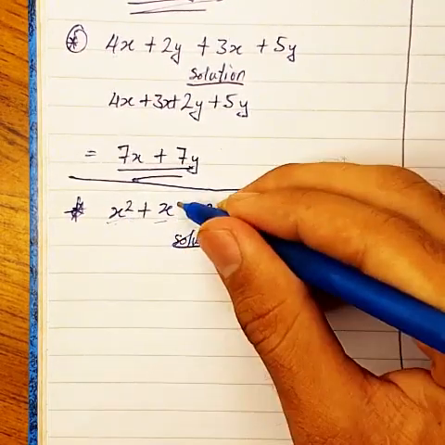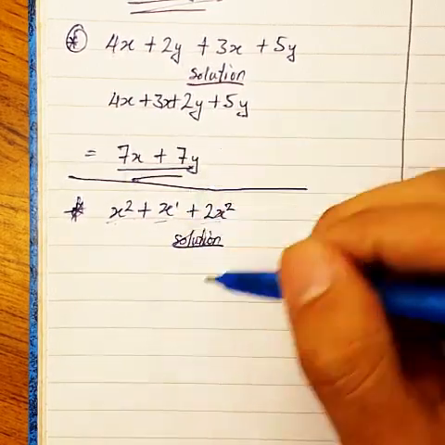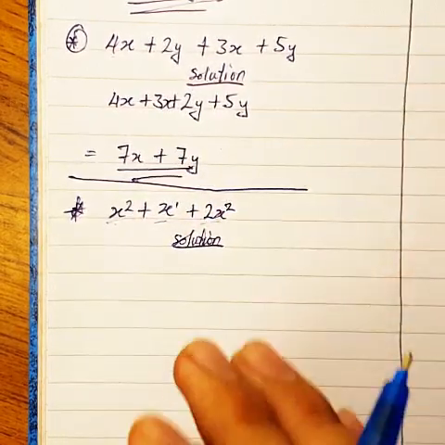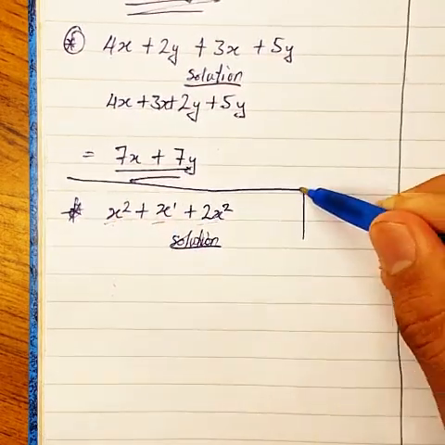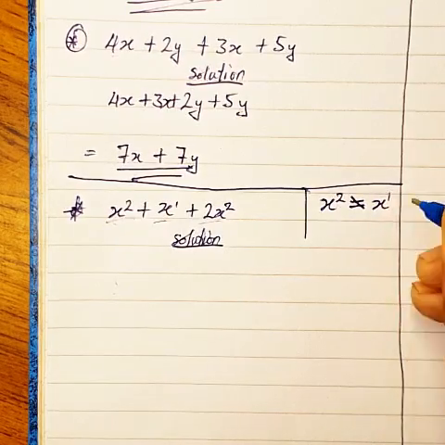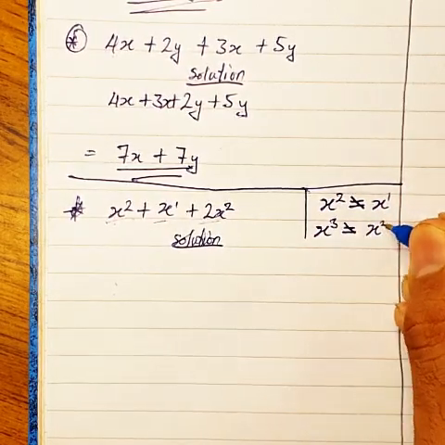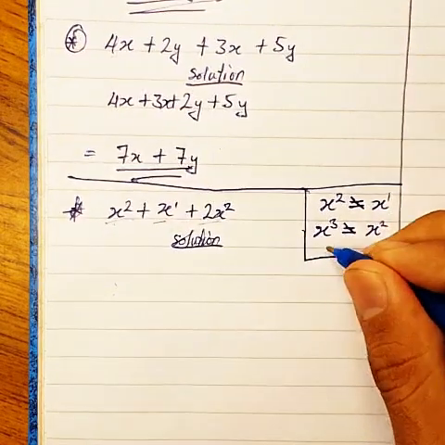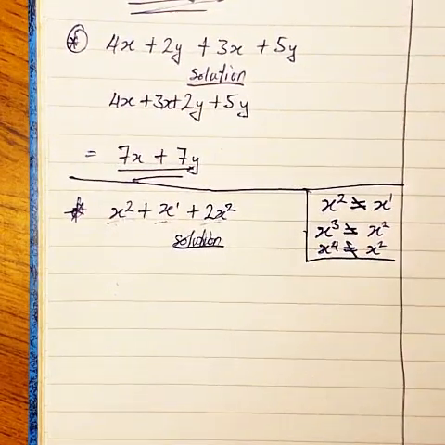You see this one? We see no power on it. Automatically it is raised to the power 1, but the 1 is insignificant, so it is just kept invisible. So x square is not the same as x raised to the power 1, and x raised to the power 3 is not the same as x raised to the power 2 or x raised to the power 1. The same way, x raised to the power 4 is not the same as x raised to the power 2 or x raised to any other power.